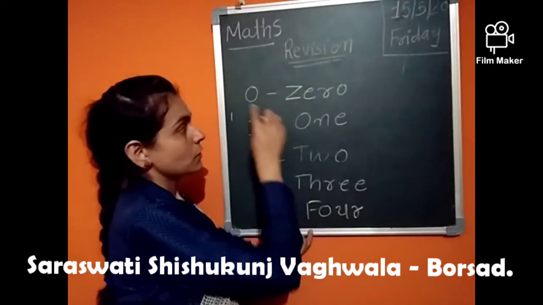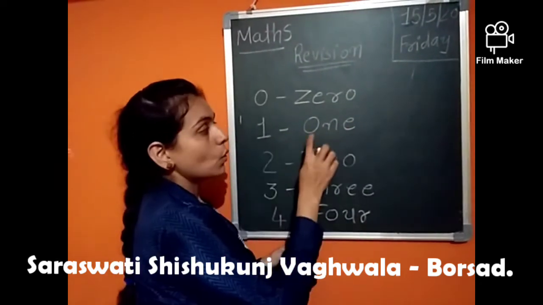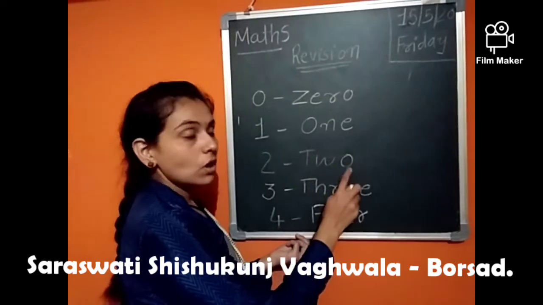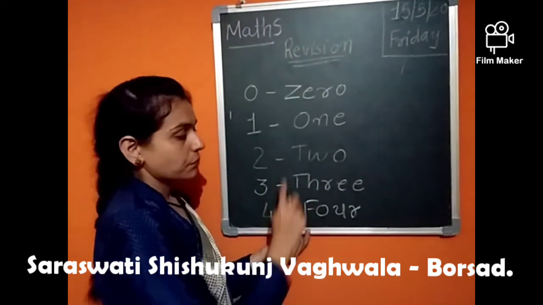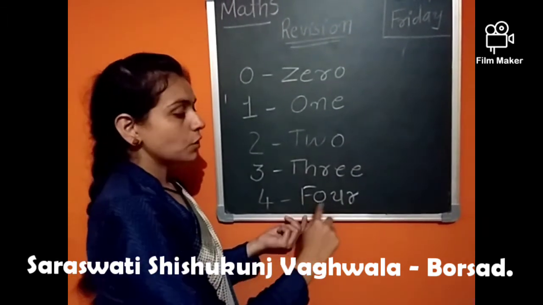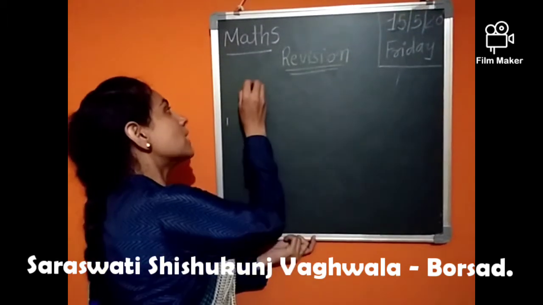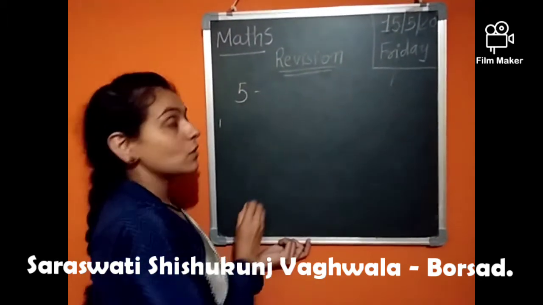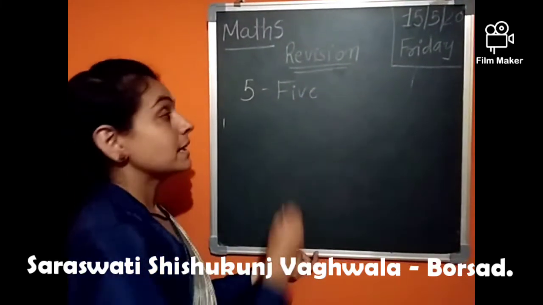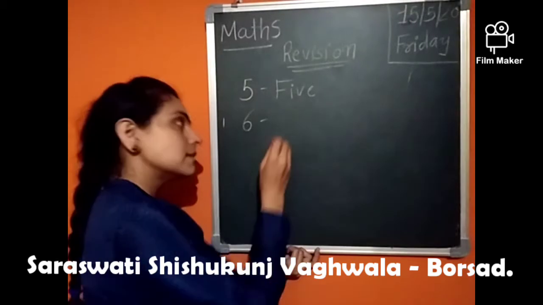F-O-U-R, 4. Zero spelling Z-E-R-O, 0. 1 O-N-E, 1. 2 spelling T-W-O, 2. Then 3 T-H-R-E-E, 3. Then 4 F-O-U-R, 4. Okay. Then 5. What is the spelling of 5? F-I-V-E, 5. Then 6. What is the spelling of 6? S-I-X, 6.